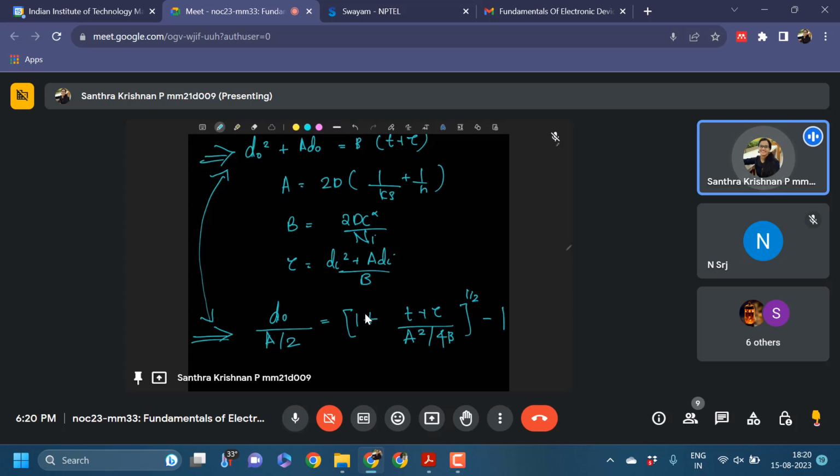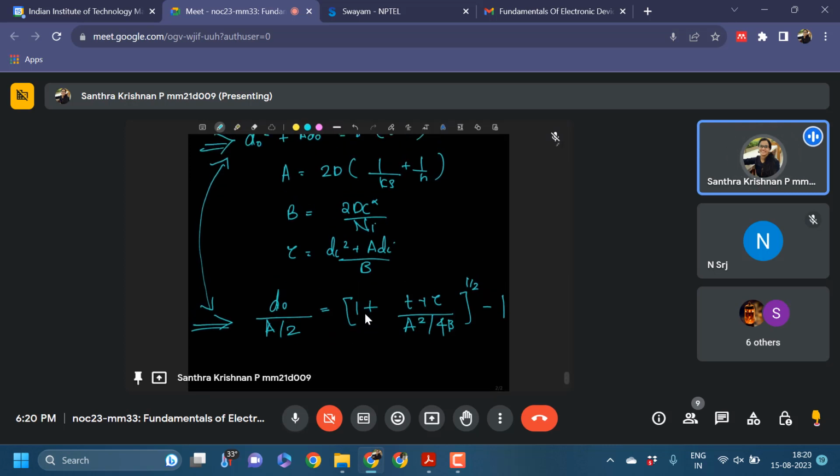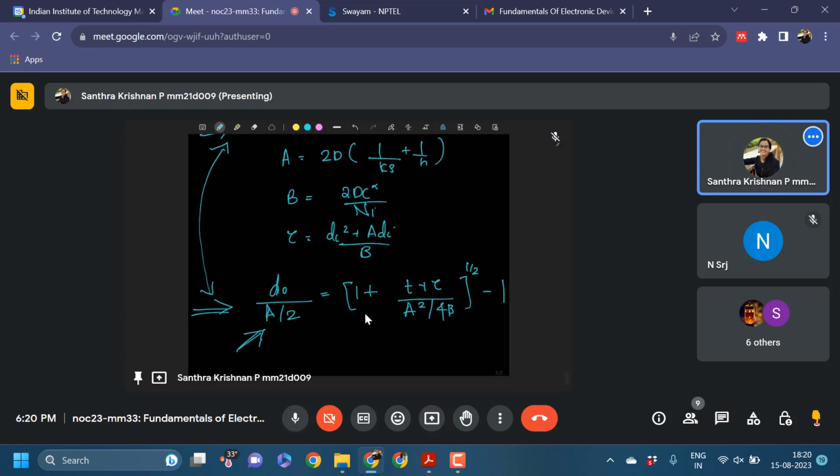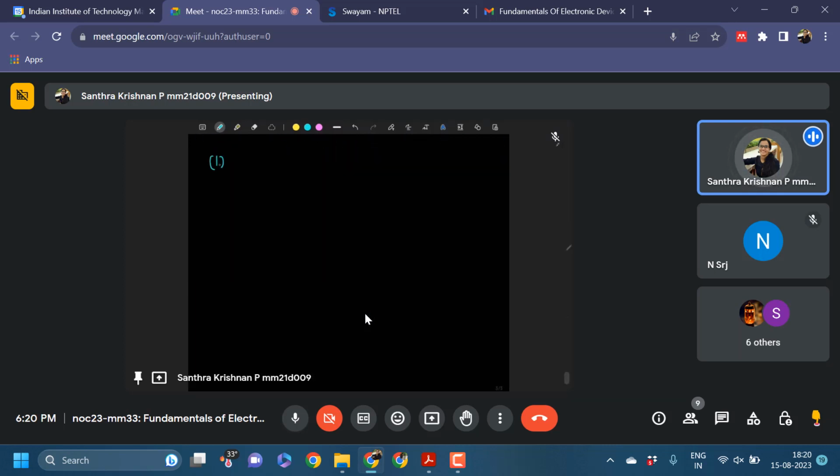Now we have already discussed, right? When it comes to oxidation, there are two types of limiting steps. One will be diffusion limited and one will be the reaction limited step. So we will solve this equation based on those assumptions. We have to memorize this equation, that is D0 by (A by 2) is equal to [1 plus (T plus tau) by (A square by 4B)] the whole power half minus 1. So now we have two cases. The first one is the diffusion limited case.